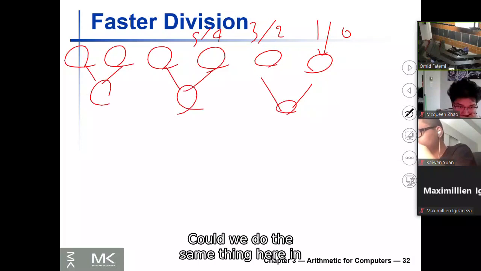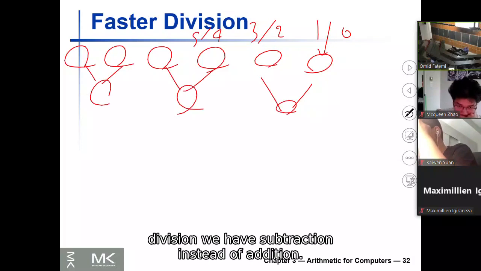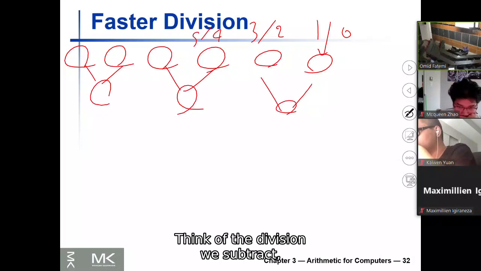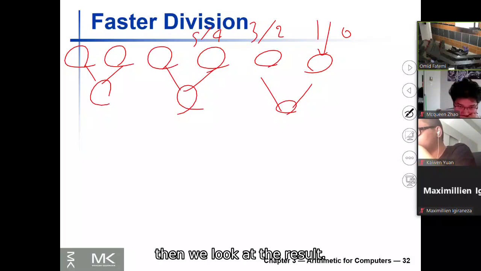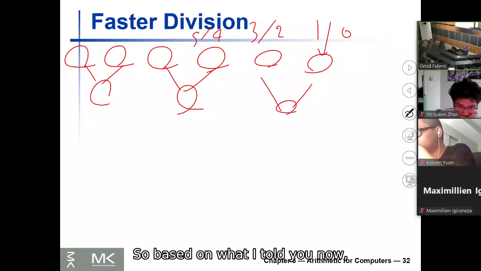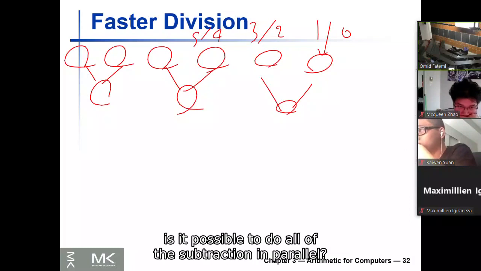Could we do the same thing here? In division, we have subtraction instead of addition. Could we use that? Think of the division. We subtract, then we look at the result. If it is negative, we restore it. If it is positive, we go to the next stage. So based on what I've told you now, is it possible to do all of the subtraction in parallel?